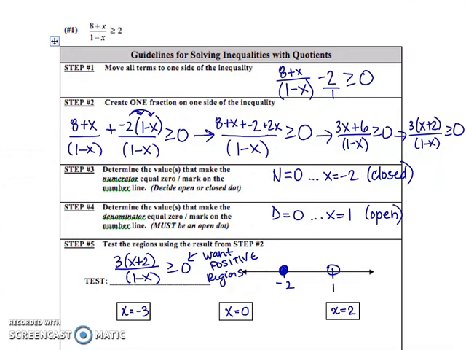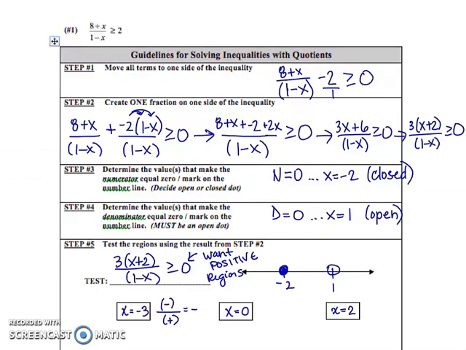In my numerator, I've got that positive 3, and then inside the parentheses when I plug in negative 3, that's going to make my numerator negative. In the denominator when I plug in negative 3, that's 1 minus negative 3, which makes that positive. Negative divided by positive is going to give me a negative for that region. I don't want that region. I want positive regions.